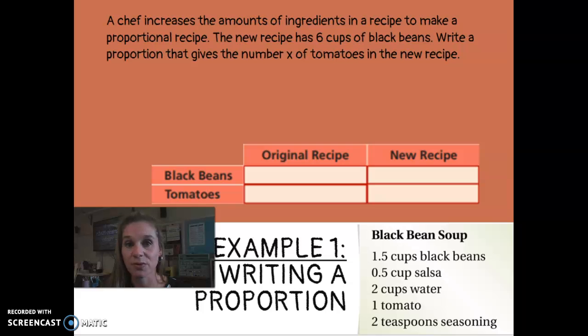So let's go back up to our question that says, a chef increases the amount of ingredients in a recipe to make a proportional recipe. This is something you'll do often if you're a cook. And it says the new recipe has 6 cups of black beans. So over here on our table, where we see the new recipe, we're going to put 6 cups of black beans. So for the black beans row, I'm going to put a 6 for the new recipe.